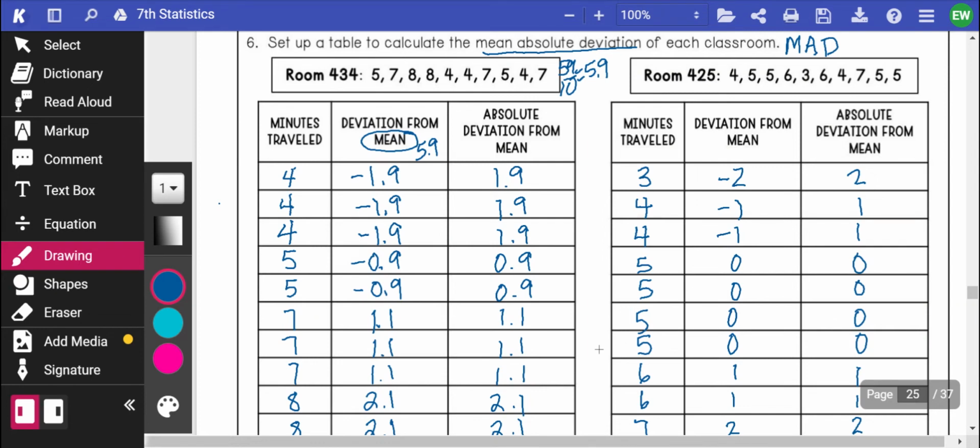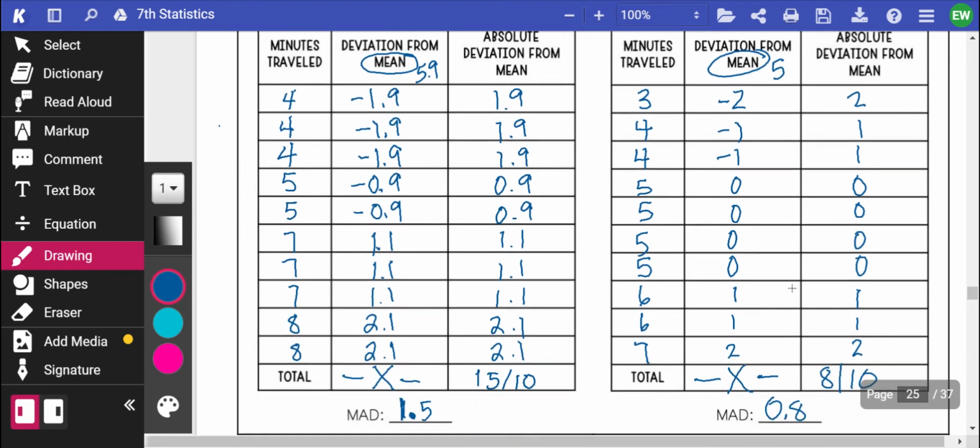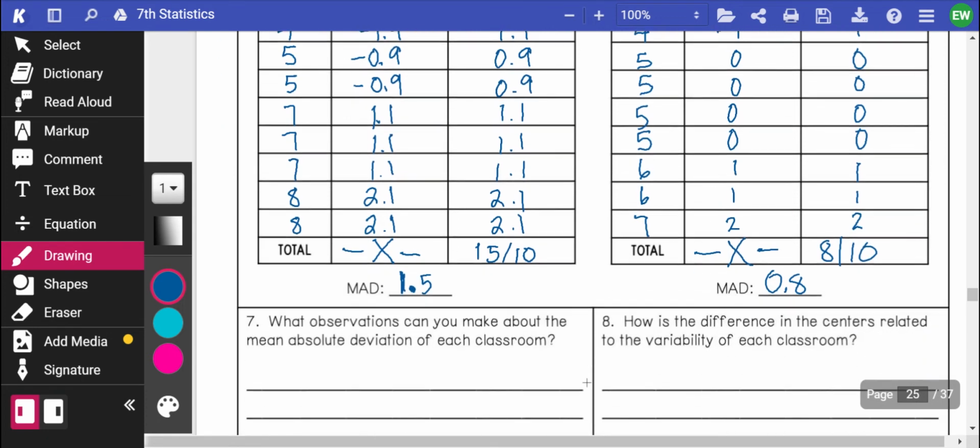Same thing over here. We add these up. It's 50 over 10. So 50 divided by 10. Our mean is 5 for 425. So again, taking the absolute deviation and adding it up, 8 divided by 10 is 0.8. So remember, if you need to pause any of these, correct your answers, just pause the video. I am going to keep moving on.